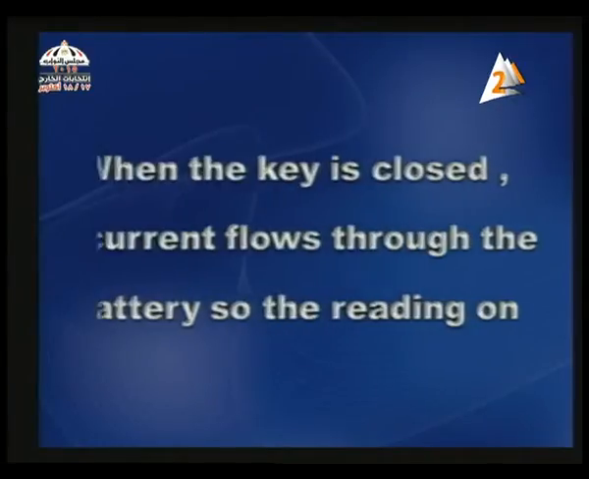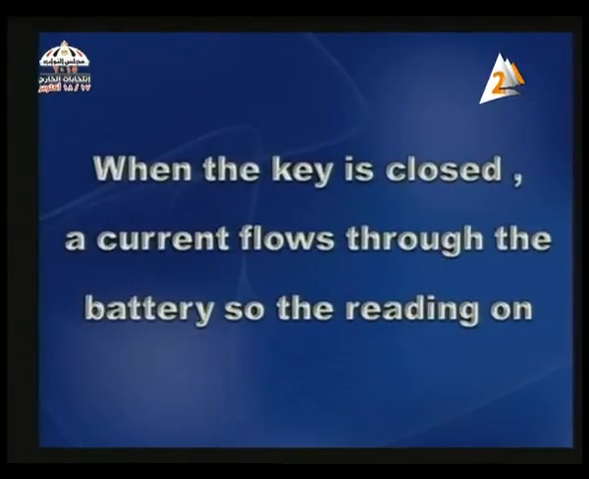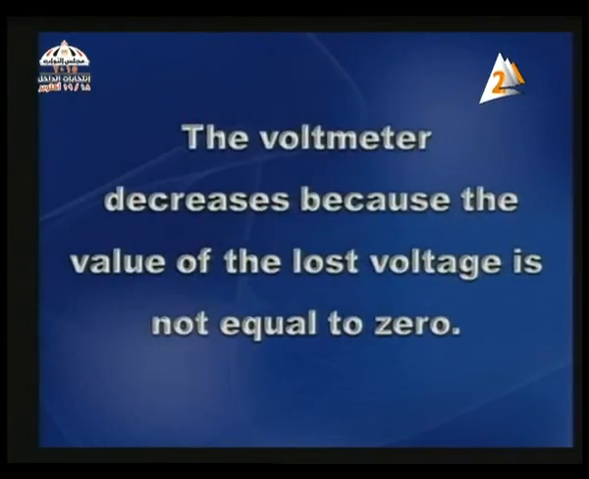When the key is closed, a current flows through the battery. So the reading on the voltmeter decreases because the value of the lost voltage is not equal to 0. IR small is not now equal to 0. So the reading on the voltmeter decreases. It was maximum, equal to V battery, but now it decreases. It is just the terminal voltage.